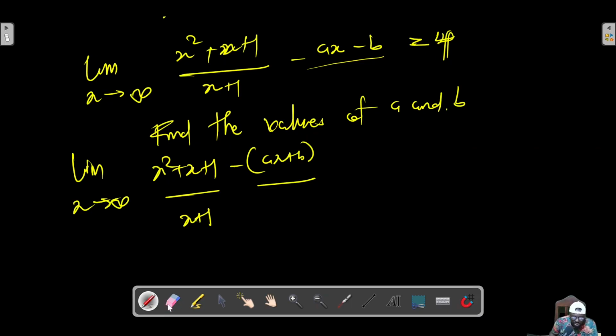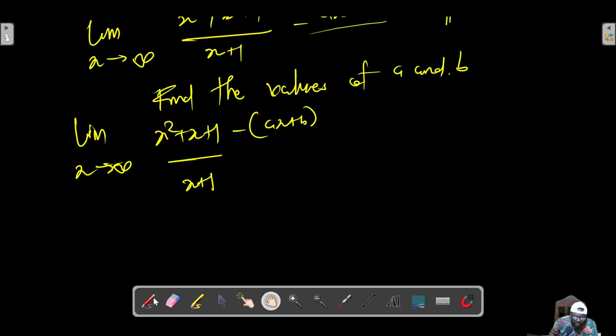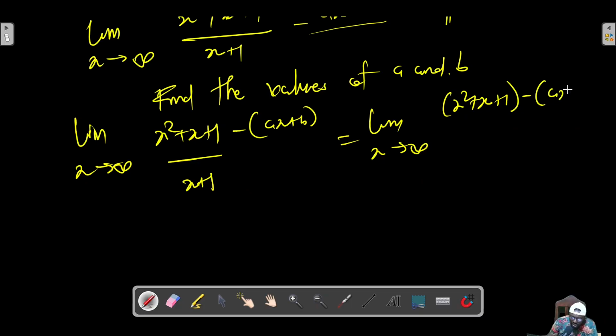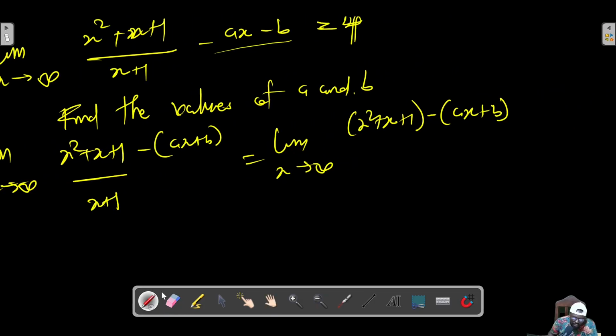X plus 1. Yeah, so from here I can solve it. So the limit as x approaches infinity of x squared plus x. Then since the LCM is x plus 1, multiply this term by x plus 1. So ax plus b, multiplying x plus 1 all on x plus 1. Because the LCM is x plus 1, right?